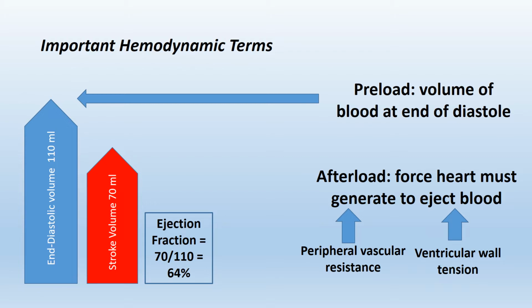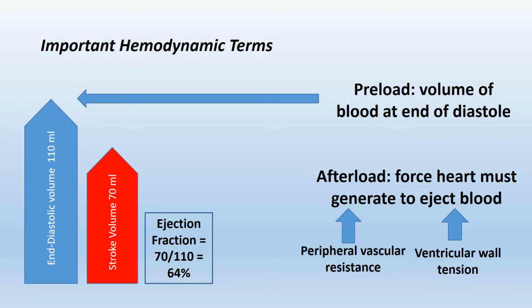Now, the fraction of the volume ejected at the end of diastole is called ejection fraction. To calculate this, you would take stroke volume divided by end diastolic volume. And the example on your slide is 70 milliliters divided by 110. So the ventricle is ejecting about 64% of the blood that is in there. A normal ejection fraction ranges between 55 and 70.